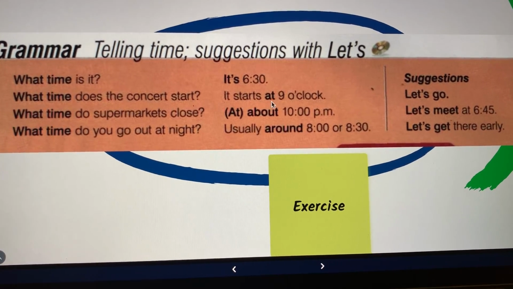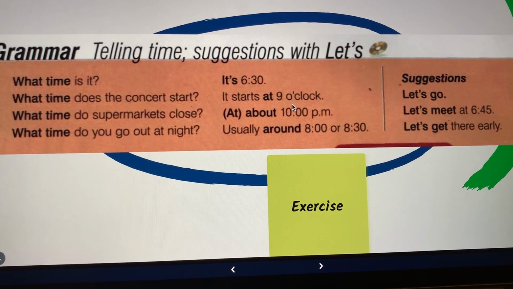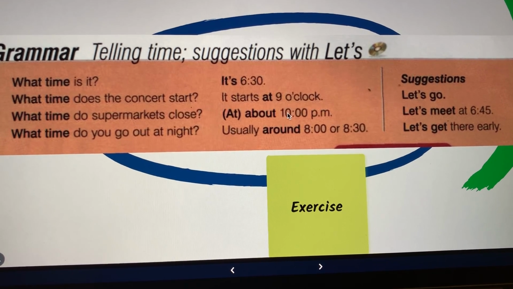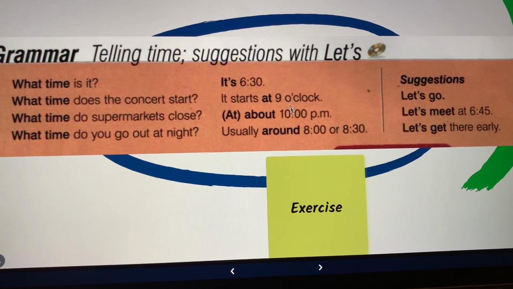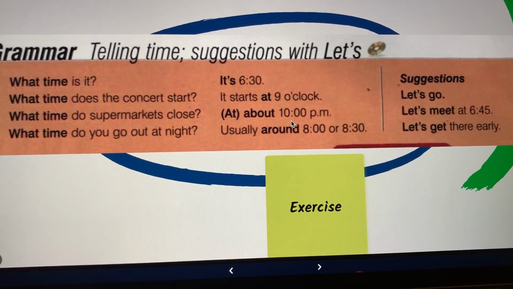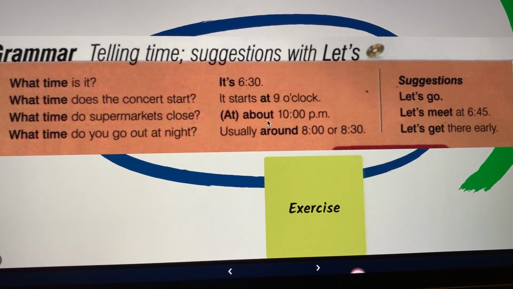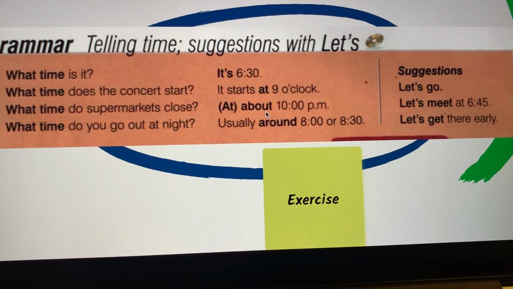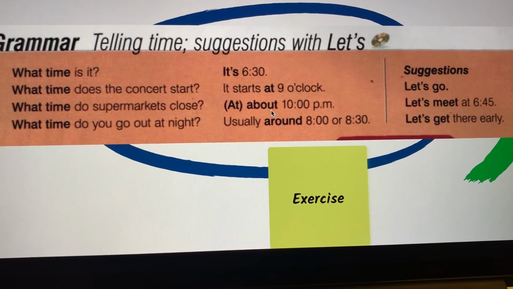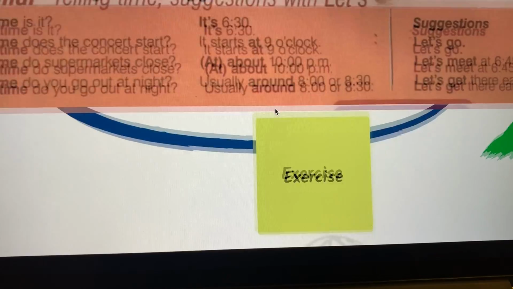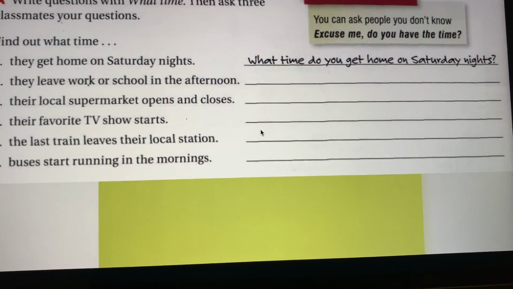Yeah, if you don't know the exact time or you are not sure هل هي 10 أو 10:15, you can say it's about or it's around. So هذه يعني حوالي. That means you are not sure about the time. Here we have a quick exercise which is very easy.